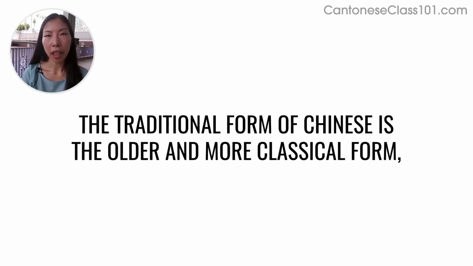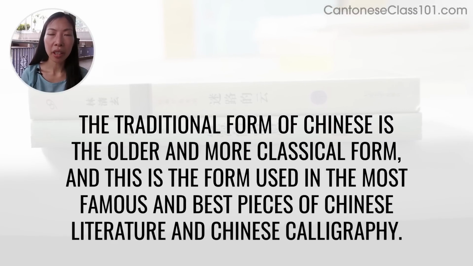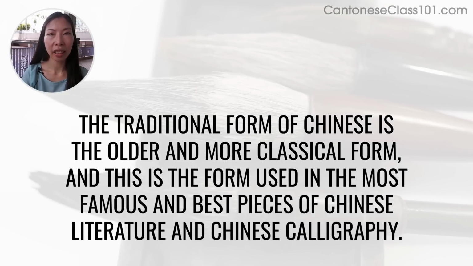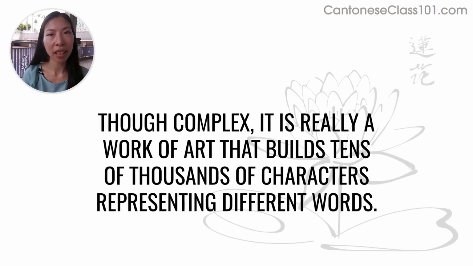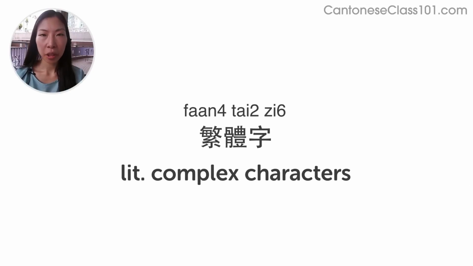The traditional form of Chinese is the older and more classical form, and this is the form used in the most famous and best pieces of Chinese literature and Chinese calligraphy. Though complex, it is really a work of art that builds tens of thousands of characters representing different words. In Cantonese, traditional characters are called 繁體字, literally complex characters. Parts within a character often give hints of the character's meaning or pronunciation.